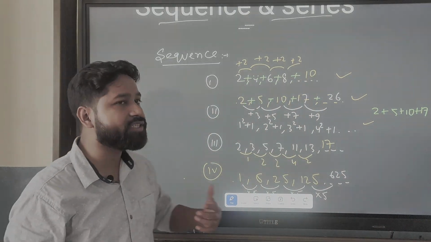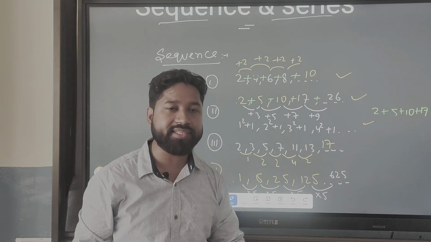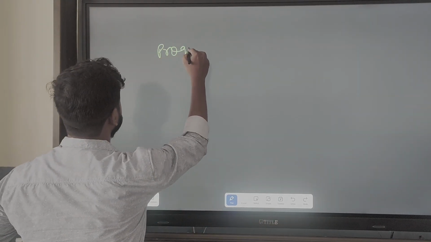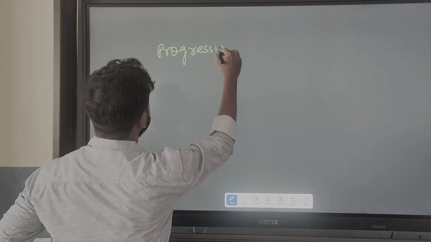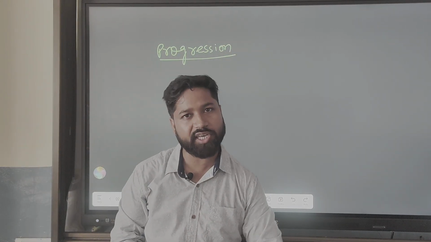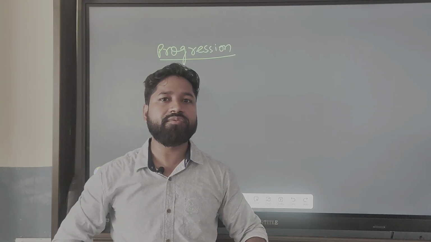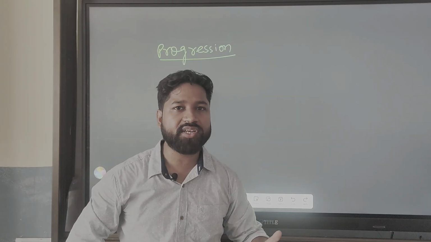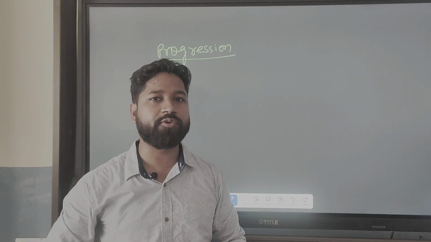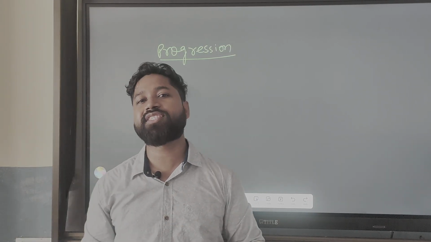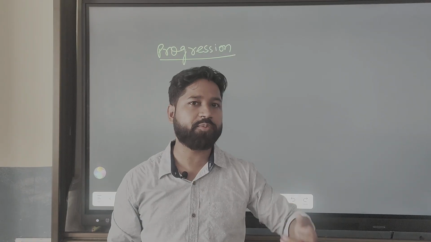Now we'll go for the next topic, that is progression. Many of the students are wondering, sir, the name of the chapter is sequence and series, but if you go to the exercise, there is arithmetic progression and geometric progression, and there is no discussion about progression in the name. So first let's understand why the name of the chapter is sequence and series, not progression.